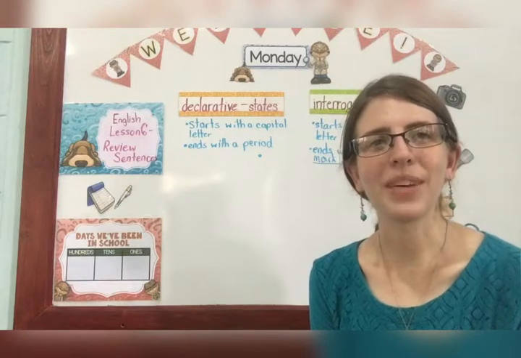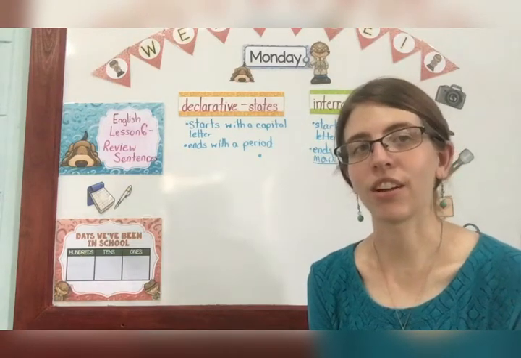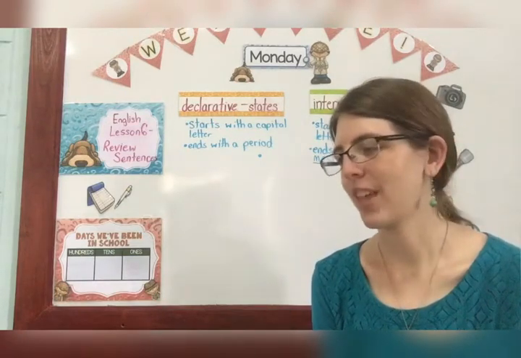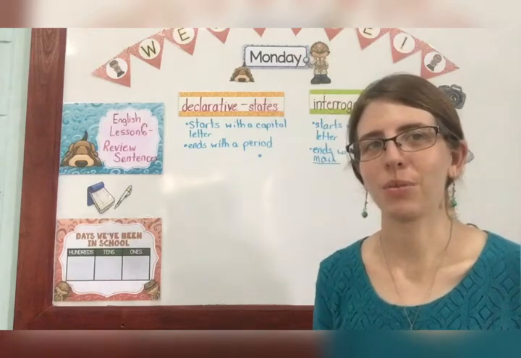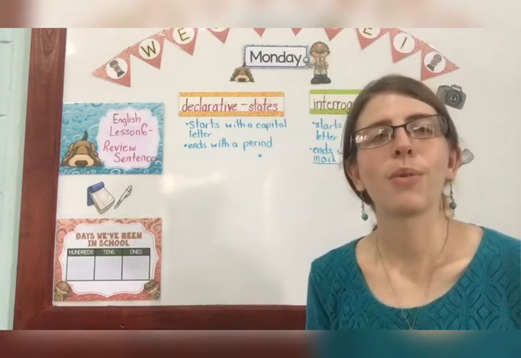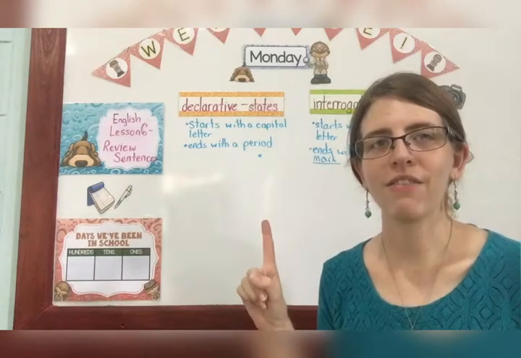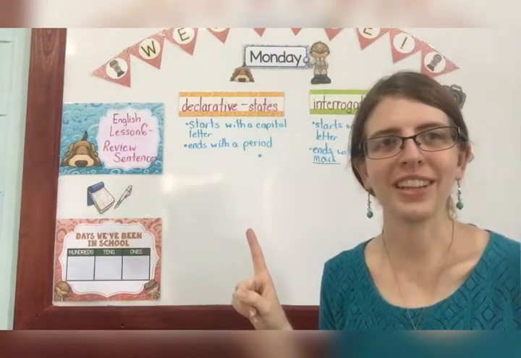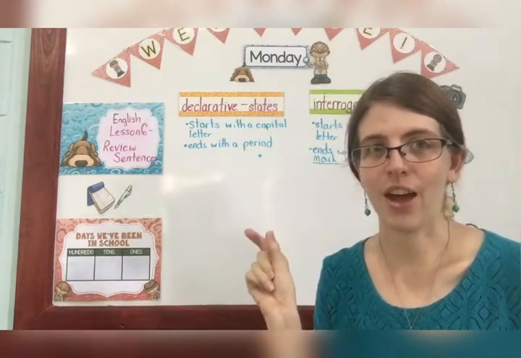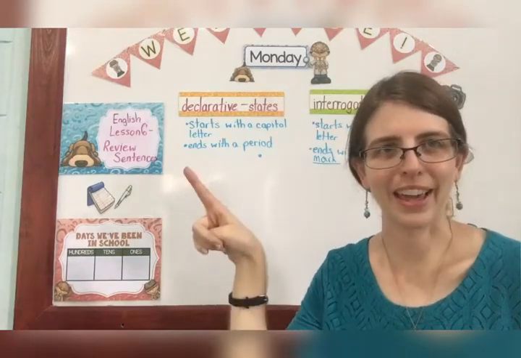We're going to be reviewing sentences today as well as our long and short vowel rules. Let's start off with our rules for our vowels. Remember, if there is one vowel in a word, it usually says its short sound. We mark it with a smile.